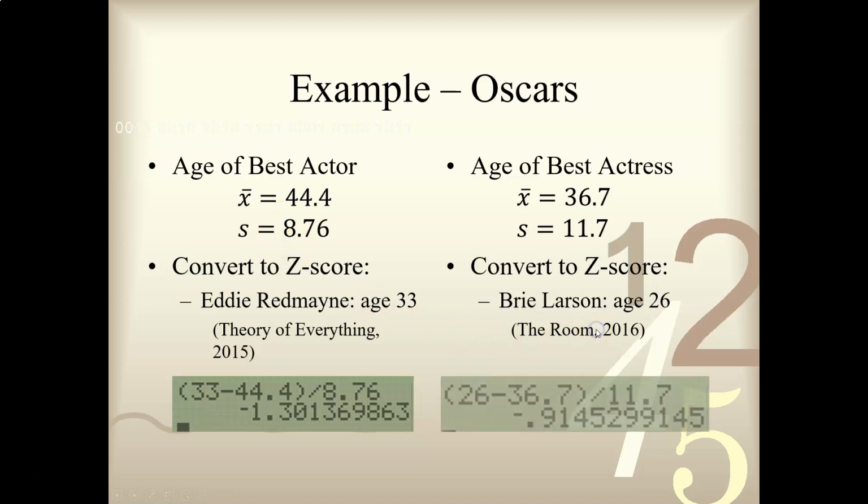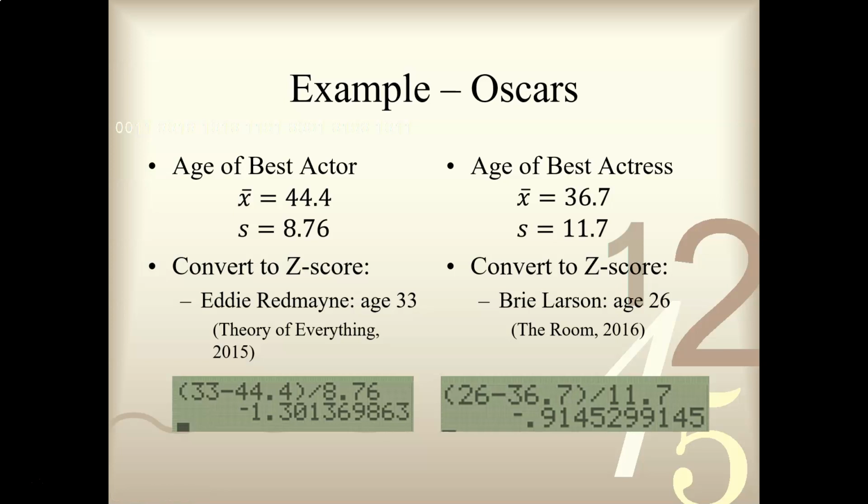Okay, Brie Larson, age 26. 26 minus the mean for actresses divided by 11.7, we get negative 0.91. So Brie Larson is closer to the average for actresses winning at age 26 than Eddie Redmayne is to the average for actors winning at age 33.